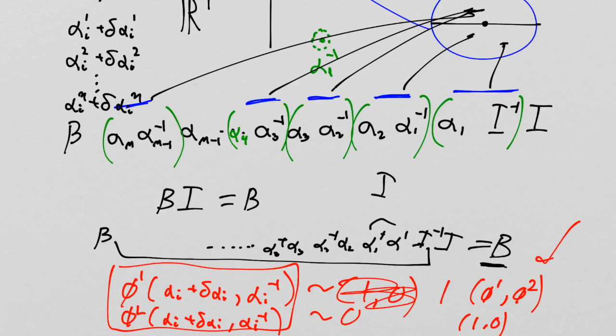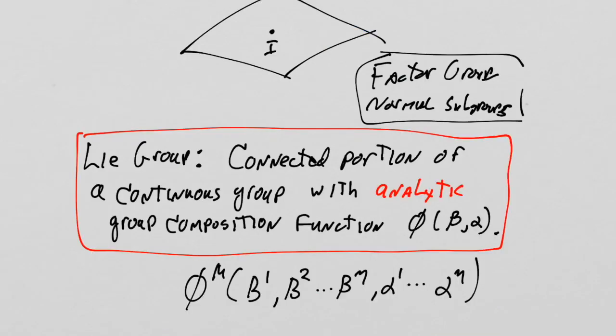I'm going to skip some of the material in the rest of this chapter. I'll probably come back to it when we have to do some more straight up group theory. But we're going to go straight into the properties of Lie groups, understanding this basic definition that a Lie group is the connected portion of a continuous group which is analytic.